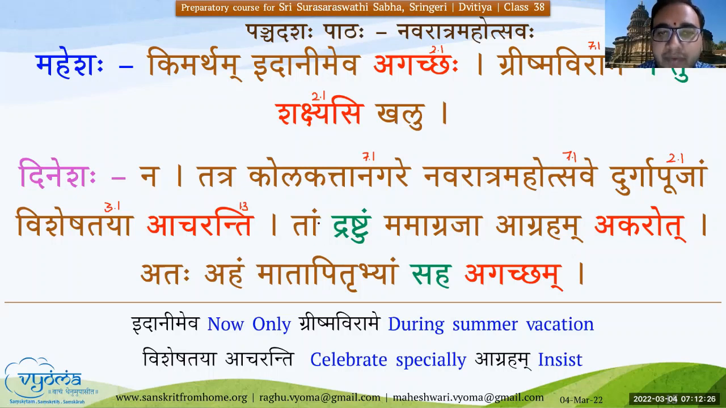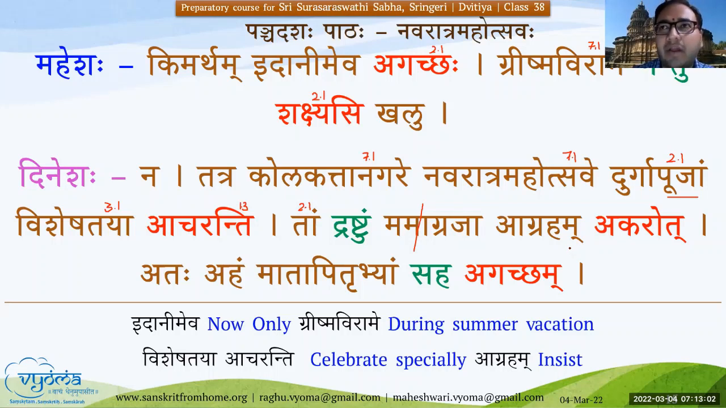Tam drashtum. Can you identify what Tam is referring to? Navaratra Mahotsav, Durga Puja. Very good. Tam is referring to Durga Pujam because Tam is a Strilinga Shabda. We have to see which other word in the previous sentence was a Strilinga word and if it makes sense with respect to that. So Tam Durga Pujam Drashtum, Dvitiya Bhakti Ekavachanam. Drashtum, Drashdhatoho Tumanantavyayam. Mama Agraja Agraham akarot. Agraham is to insist.